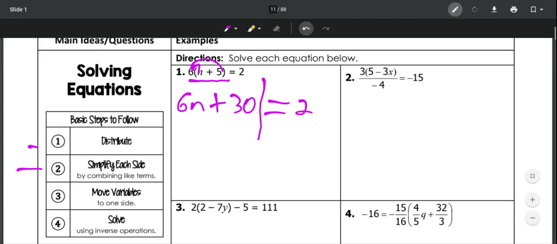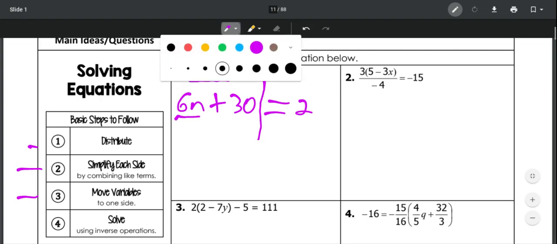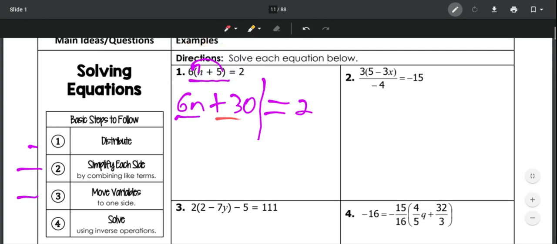Okay. Now it says to move variables to one side. So here's what I like doing. Different cases can depend on what you need to work with first. But what I'm going to do is keep my 6n on the left side. I'm going to move this 30. I'm going to move this plus 30. Okay. Now, if you remember, this is where the inverse operations can come in, because we need to move this now.